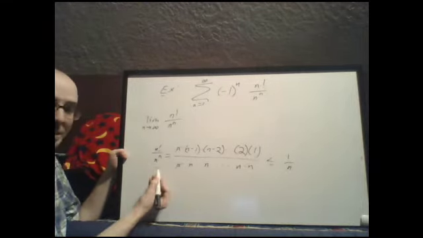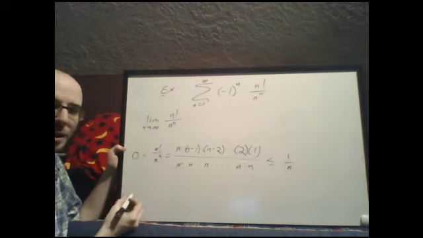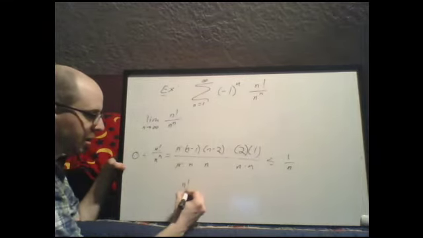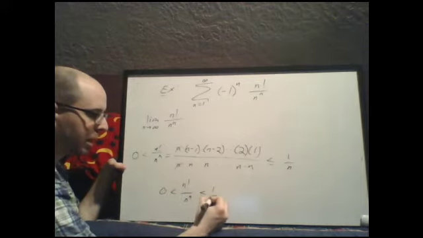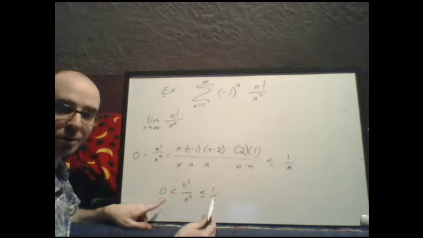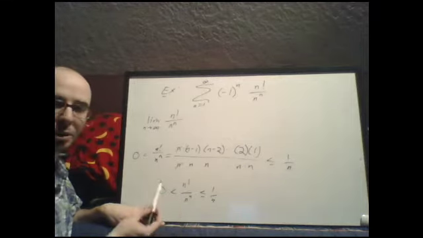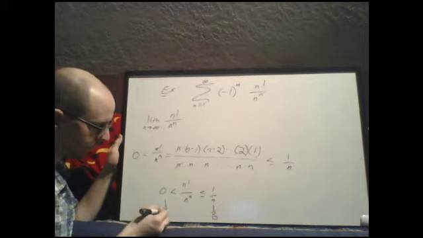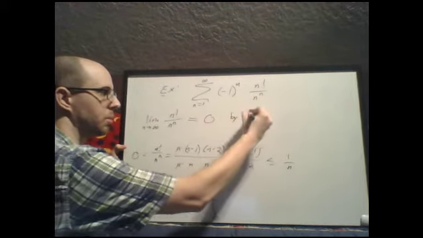On the other hand, this is also a positive sequence. Both these things are positive, so this is bigger than 0. So n factorial over n to the n, it's trapped between 0 and 1 over n. Both of these sequences on the outside, they approach 0 as n grows to infinity. So by the squeeze theorem, the middle also has to go to 0. So this limit is 0 by the squeeze theorem.